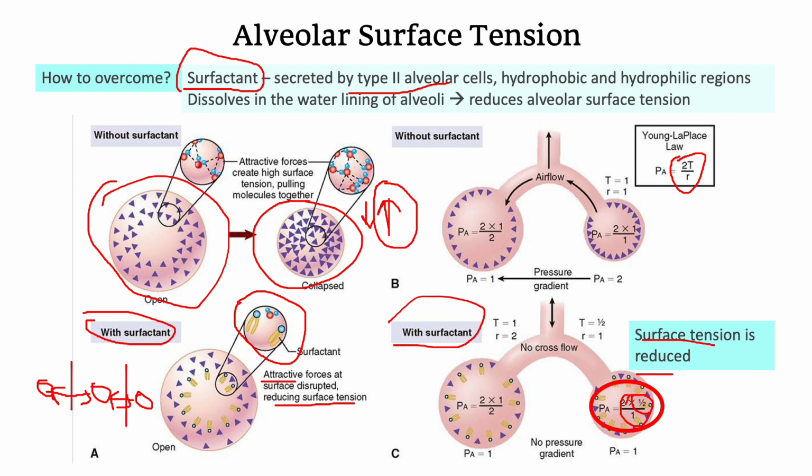When every alveolus has the same pressure, there's no issue of movement of air from higher into lower pressure. If there's no movement of air between the alveoli, the alveoli all stay open, and there is less chance of the alveoli collapsing. So it is easier for us to breathe. That is how the body overcomes the alveolar surface tension.